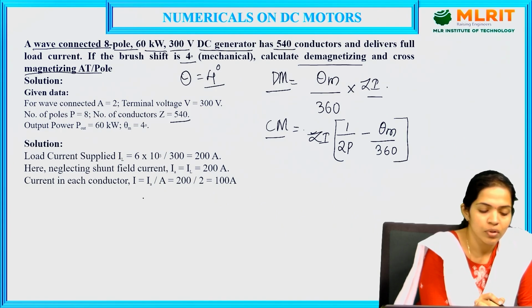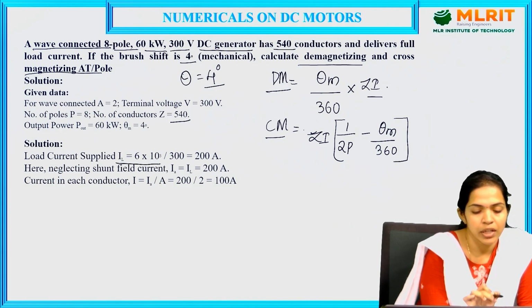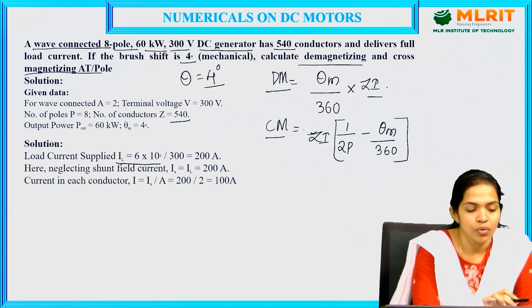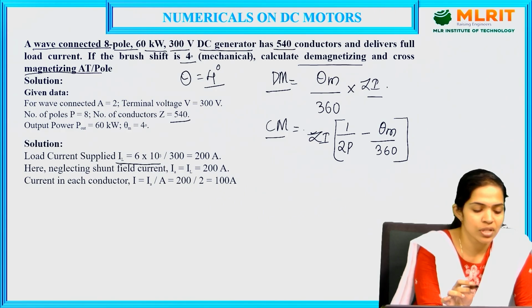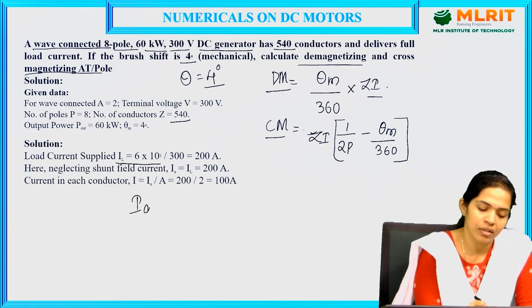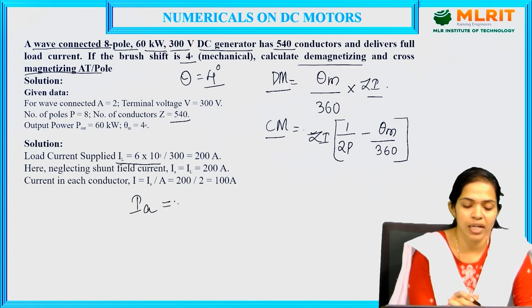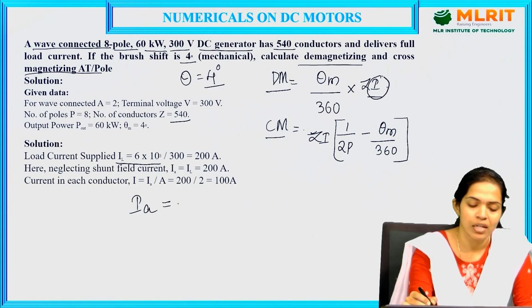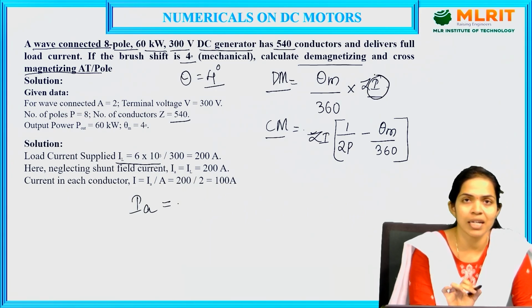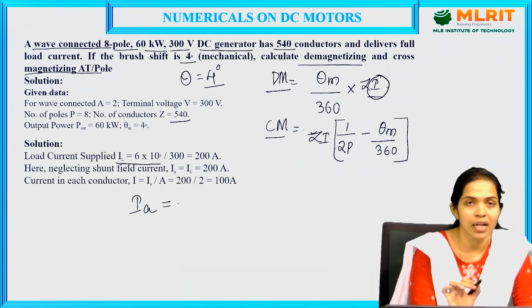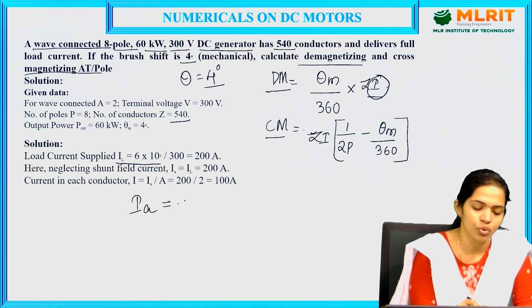So now here we are considering the wave connected generator as a constant flux machine. So that's why I am taking my armature current value. So we have to first calculate this current value which is required. This current value is nothing but the current in each conductor. To calculate the current in each conductor, we first need to know the armature current.